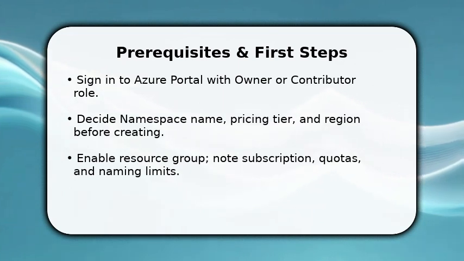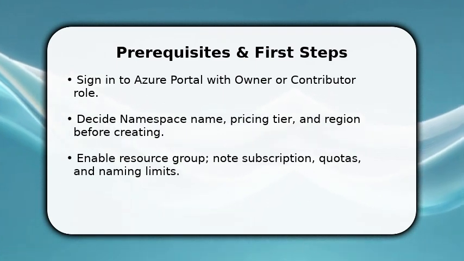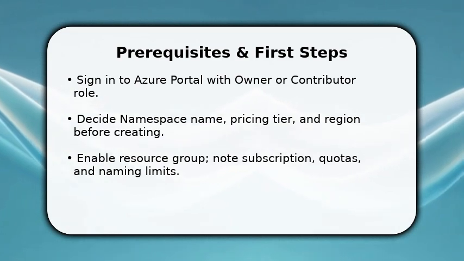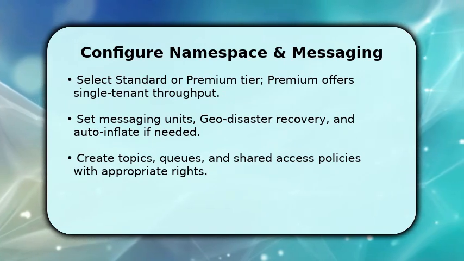Now open Create Resource Integration Service Bus and begin the guided form. The portal will prompt you for namespace and pricing, so complete those fields to progress. Once the namespace base exists, configure messaging specifics.